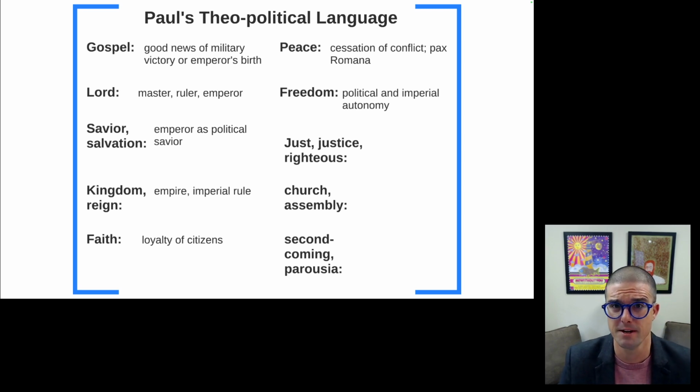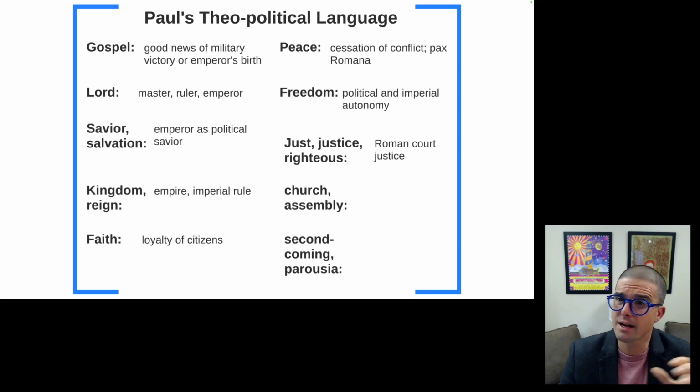When Paul talks about freedom, this has resonances with political and imperial autonomy, not living under the yoke of another foreign oppressor. When he uses terms like justice and righteousness, this has echoes of the Roman court system, Roman court justice, wherein one goes to plead one's case in court and get justice with respect to a conflict between two people.